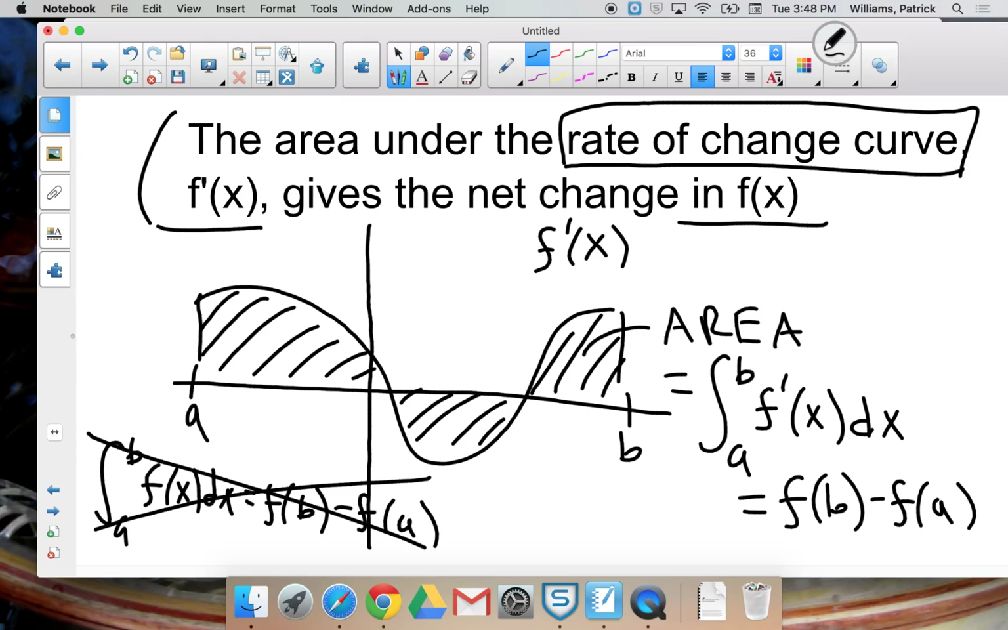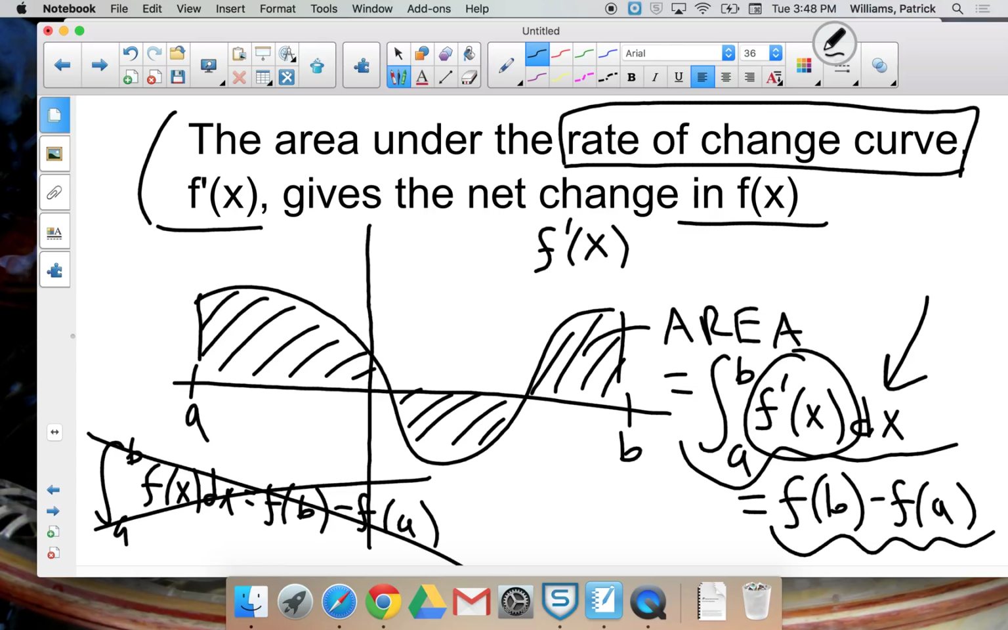That is not true. That will never be true, okay? This is what is true. The area under the rate of change curve. Notice that in here I have f prime of x, not f of x. That gives the net change in f of x, okay? Very important to understand that difference and the wording of this, okay? And we're going to come back again to this wording. In our first unit, we're really going to be focusing on the concept of area, but then in the next units, we're going to come back to this concept of how we get an integral to evaluate a net change.